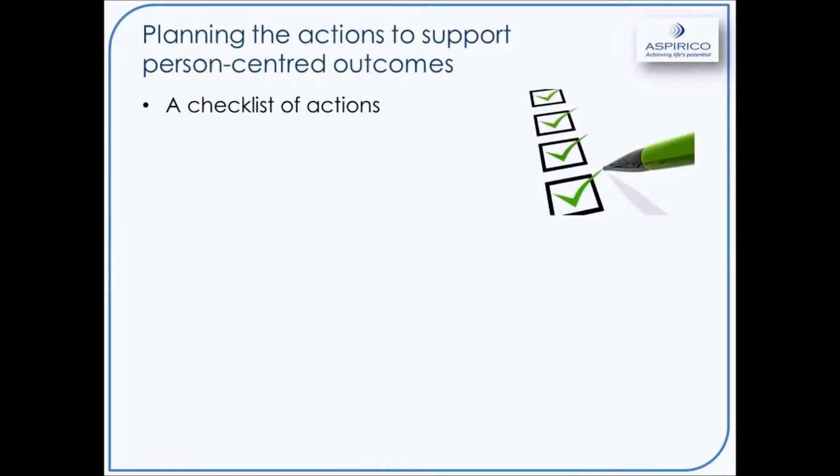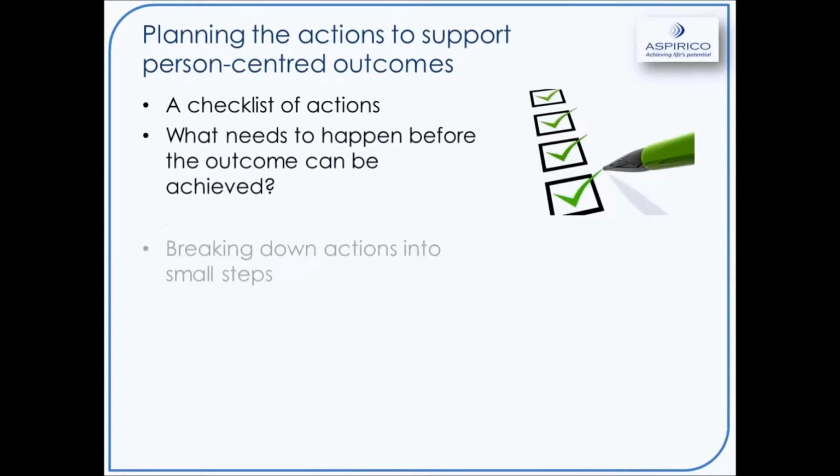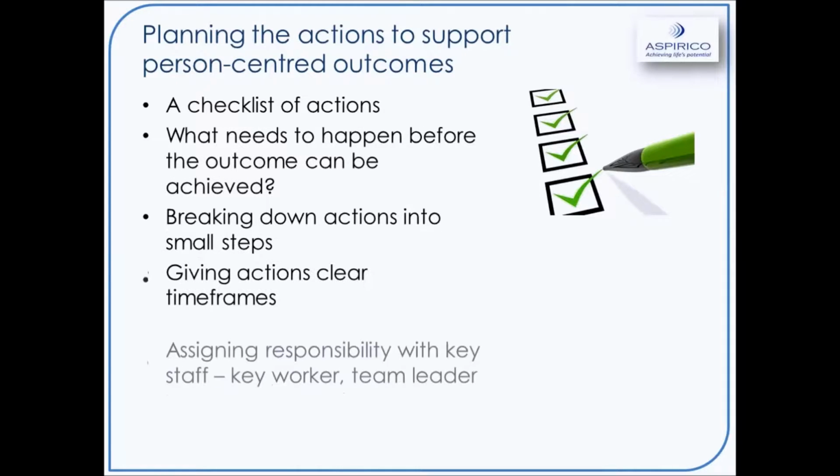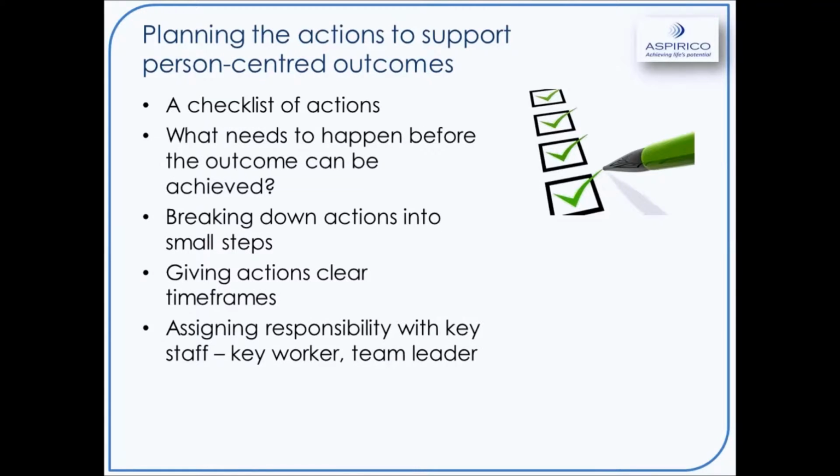So, actions. Actions are the things that we are doing, the steps we are taking to achieve an outcome. Planning these actions means thinking about what needs to happen before the outcome can be achieved. We need a checklist of actions, small steps, with clear timeframes and clear responsibilities for staff.